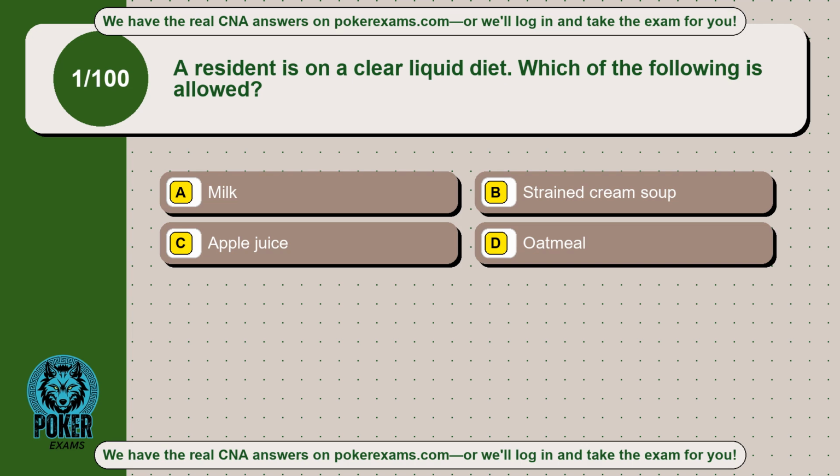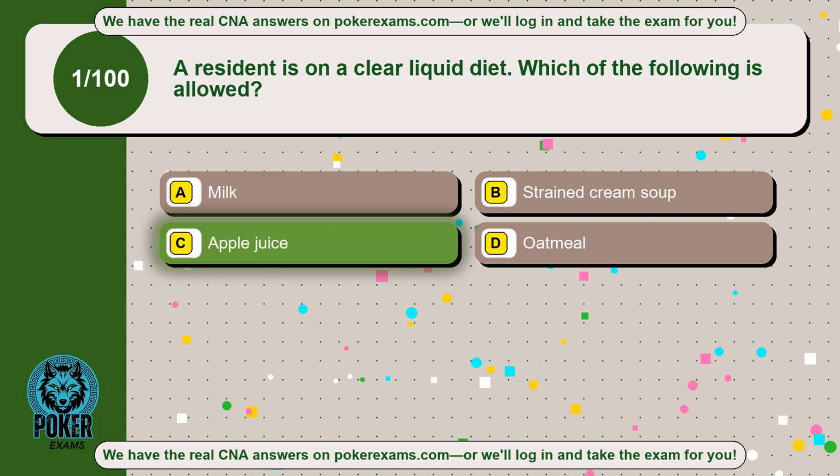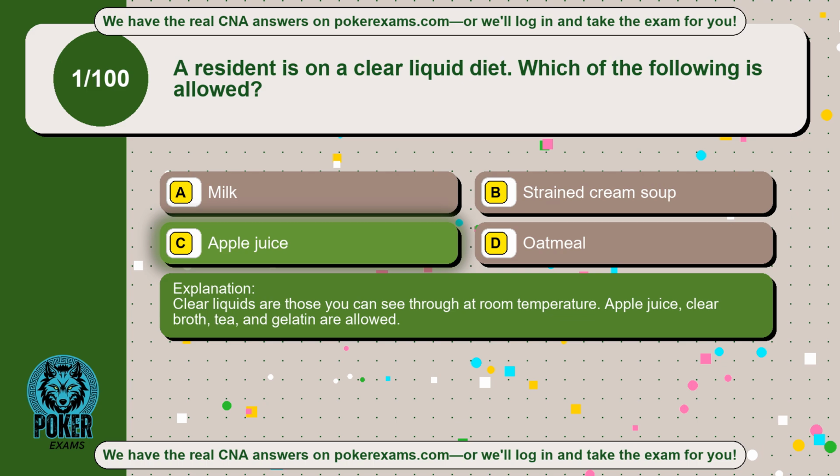Question 1. A resident is on a clear liquid diet. Which of the following is allowed? Option A, milk. Option B, strained cream soup. Option C, apple juice. Option D, oatmeal. The correct answer is option C, apple juice. Clear liquids are those you can see through at room temperature. Apple juice, clear broth, tea, and gelatin are allowed.